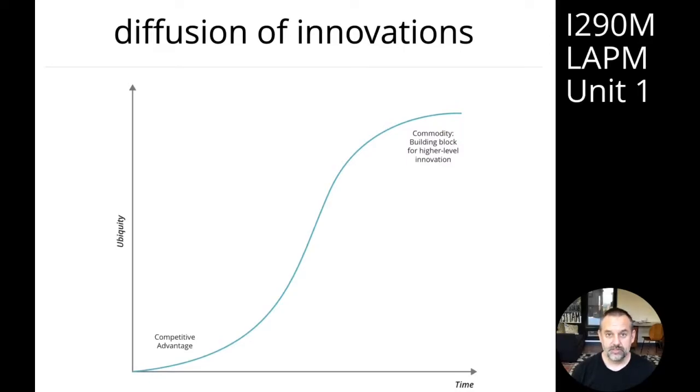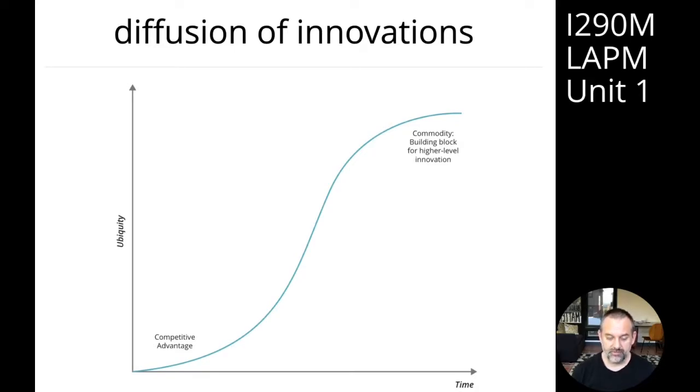In the previous unit, we talked about risk management, and then in Unit 1, we mentioned the diffusion of innovations. In the diffusion of innovations, we talked about the different stages of adoption of successful innovations, and we're going to explore how we manage those different stages.